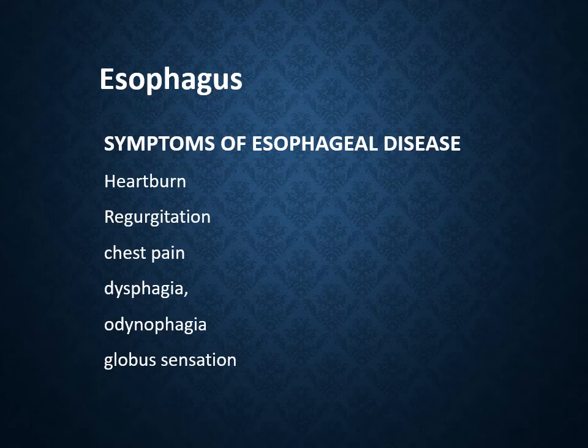For example, heartburn. It is the most common esophageal symptom. It is characterized by a discomfort or burning sensation behind the sternum that arises from the epigastrium and may radiate toward the neck, while regurgitation is the effortless return of food or fluid into the pharynx without nausea or retching. Chest pain is a common esophageal symptom with characteristics similar to cardiac pain, sometimes making the distinction very difficult.